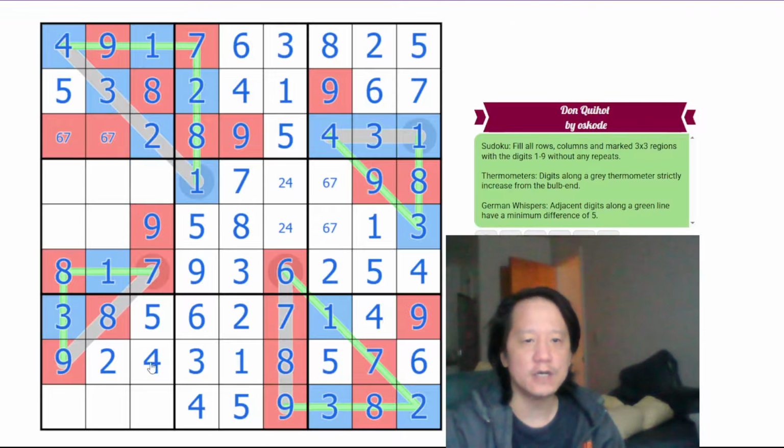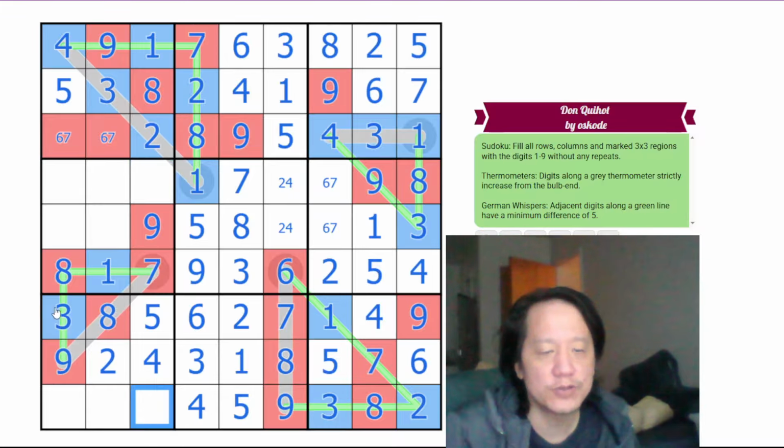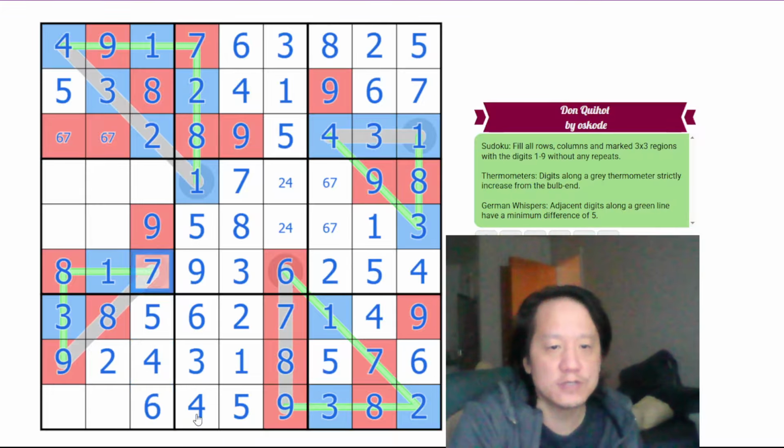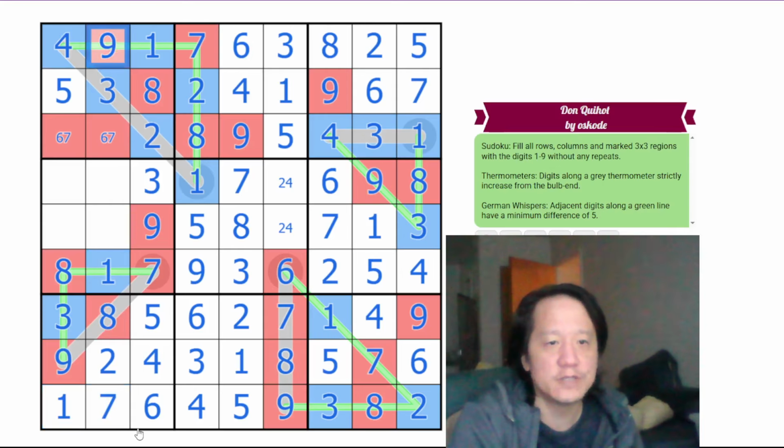Remaining digits in column 3 are 3 and 6. This can't be 3 because of 3 in the box, so this is 6, which makes this 3. 7 eliminates 7 here, so it's 6 and 7. We're missing 1 and 7 in row 9. This 1 eliminates 1 here, so this is 7 and 1. 7 eliminates 7 here, so it's 6 and 7.